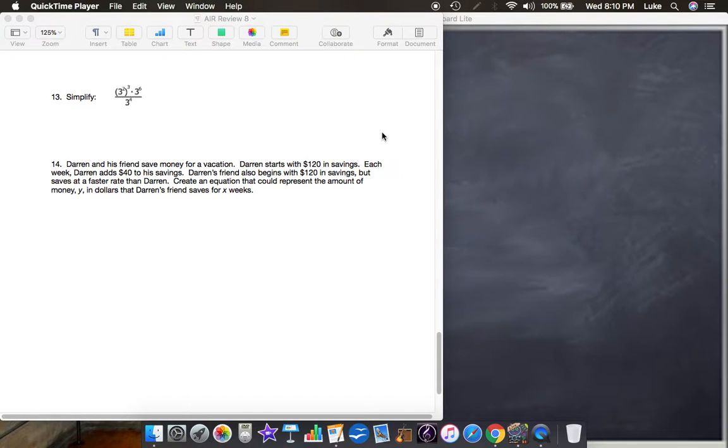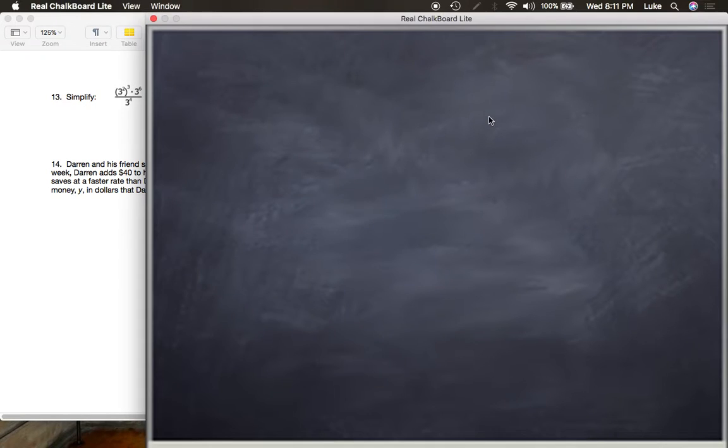Okay, number 13 says to simplify this very complicated looking problem with a whole bunch of exponents on it. We have 3 squared raised to the third power times 3 to the sixth power divided by 3 to the fourth power. So obviously the thing we need to know in this is all those properties of powers and how we can combine them and use them and simplify this.